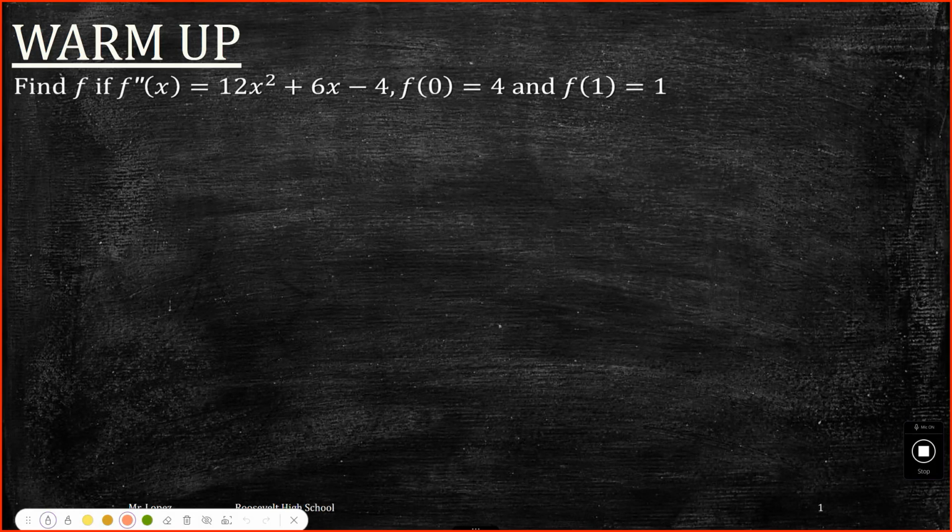So find f if f double prime of x is this. And you're given that f of 0 is 4 and f of 1 is 1. So trying to go back to f from this second derivative.